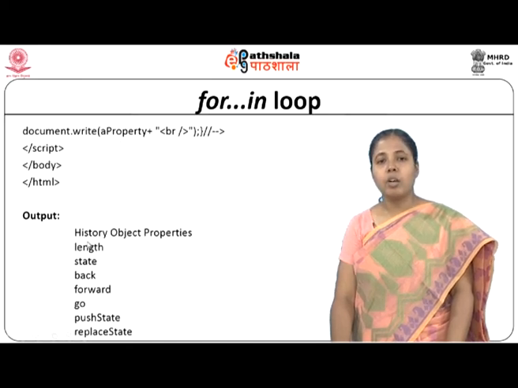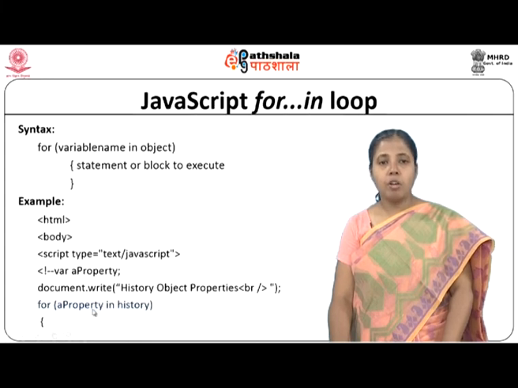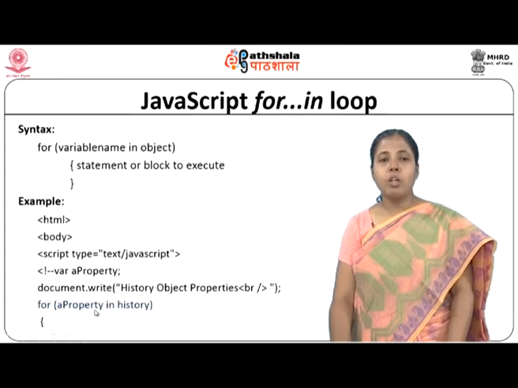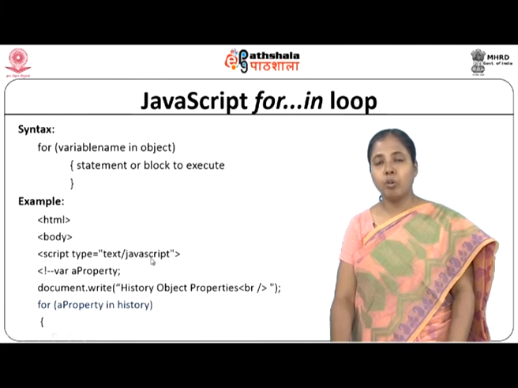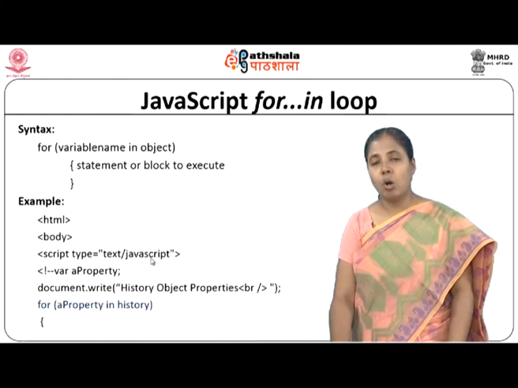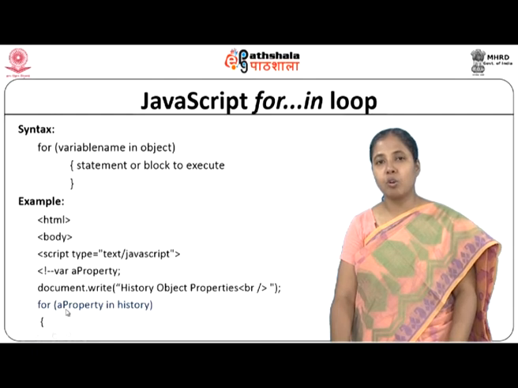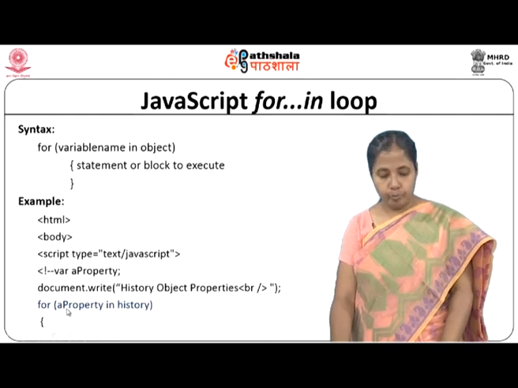So it actually prints the history object properties like length, state, back, forward, go, push state, replace state. You use a variable, and this variable in history object. So you can iterate through an object using this, the second version of the for loop.